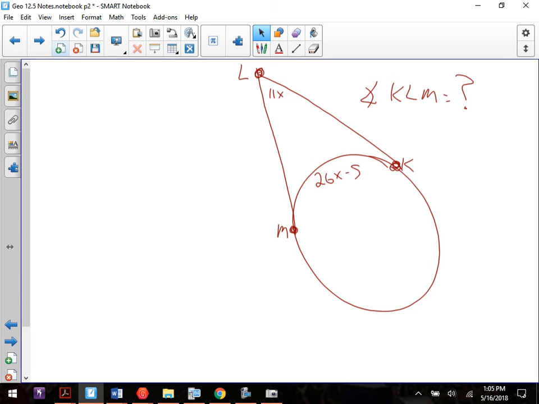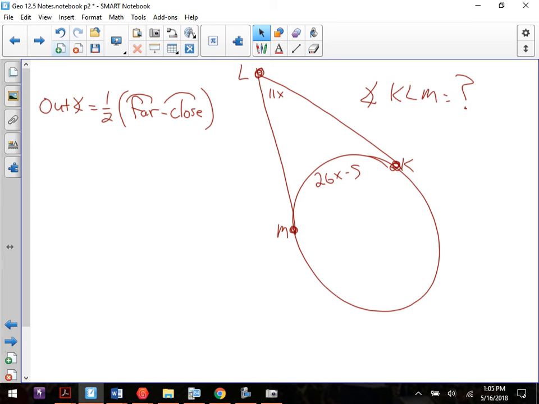So angle, outside, inside, or on? Outside. So we write it out. Outside angle, half, far, minus close. And those are the arcs. Well, according to this diagram, we only know one of those arcs. We only know the close one.